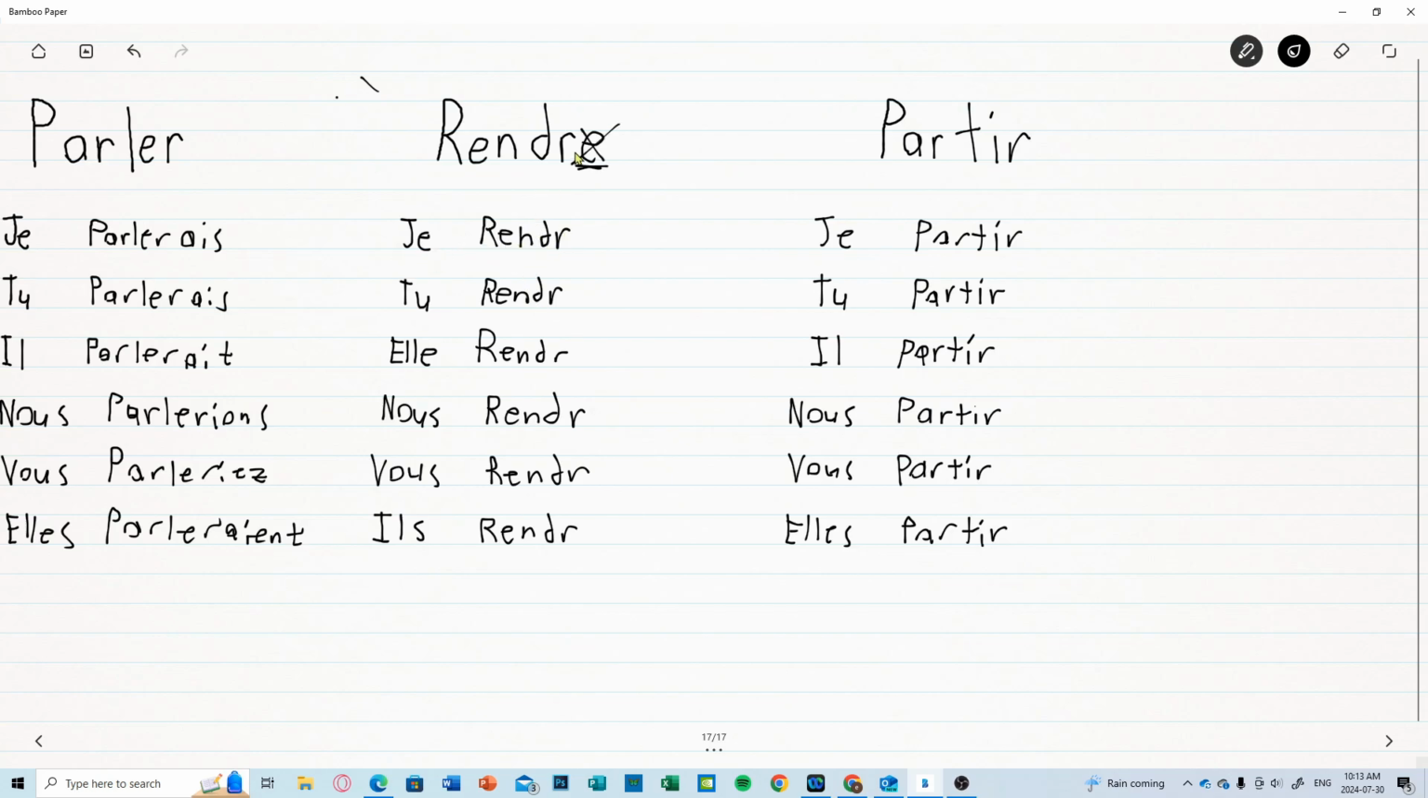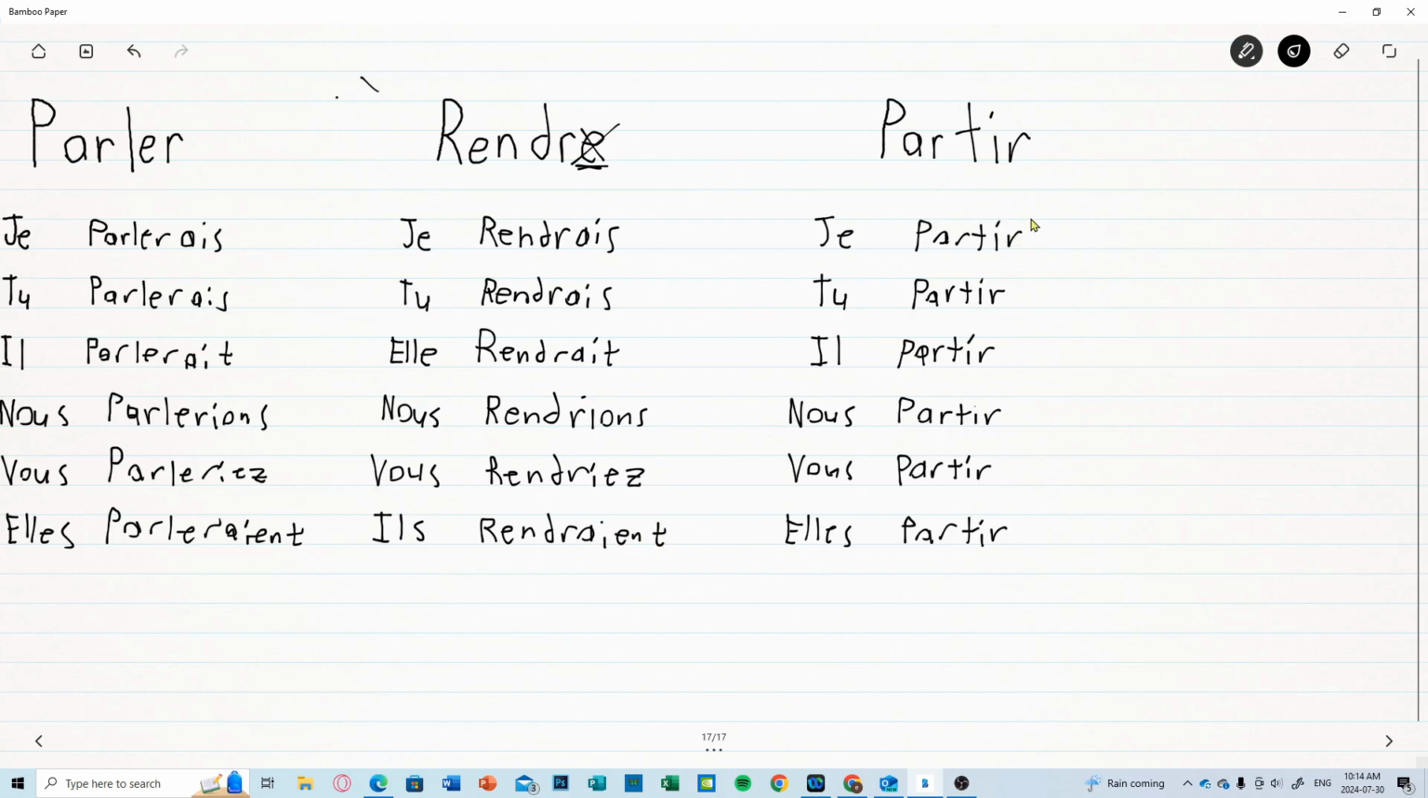Now our next one is rendre. So this is the same as future, where we have to take off the E for our verb before we add the ending. So we're going to have rendr. It's because the E wouldn't make it sound nice, it wouldn't work out well. So we take it out, and now we add our endings onto it. We have our IONS, IEZ, and our AIENT.